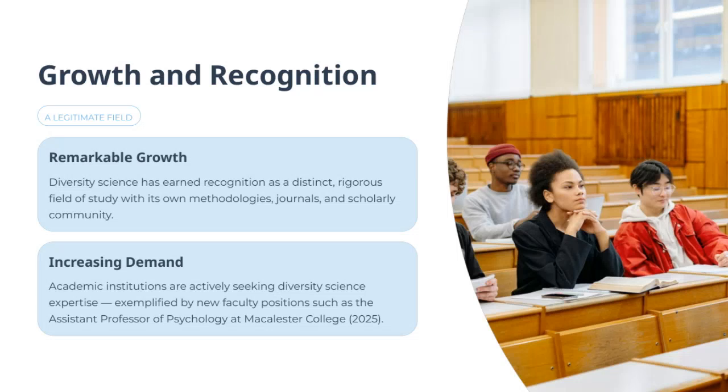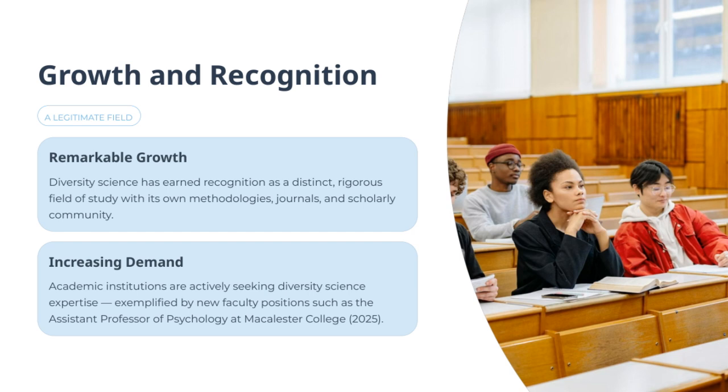Academic institutions are really recognizing the importance of diversity science expertise. For example, we see new faculty positions emerging, like the Assistant Professor of Psychology at Macalester College in 2025. This shows that the field is gaining traction and being valued in academic settings. Diversity science has now earned recognition as a distinct and rigorous field of study. It's not just an add-on.